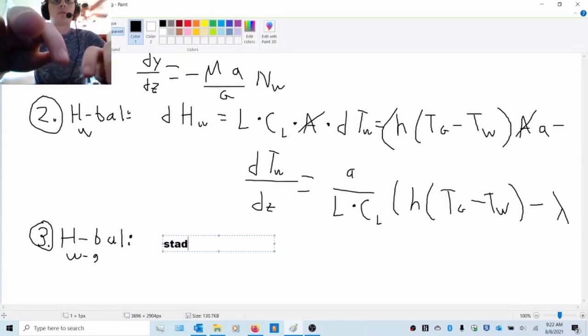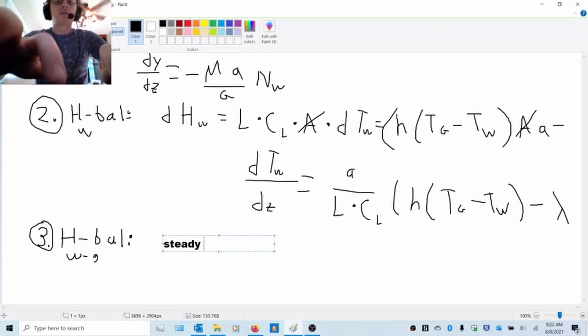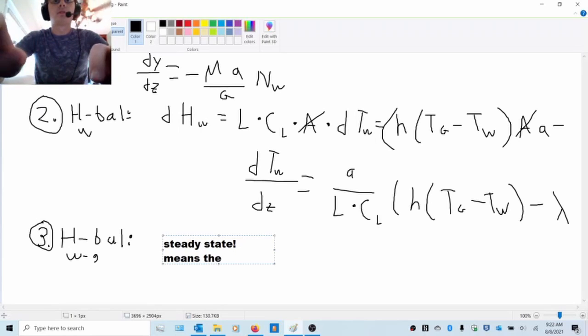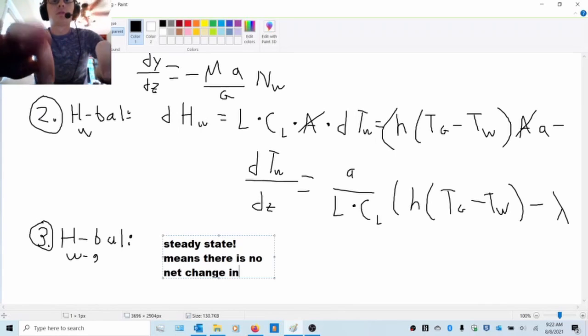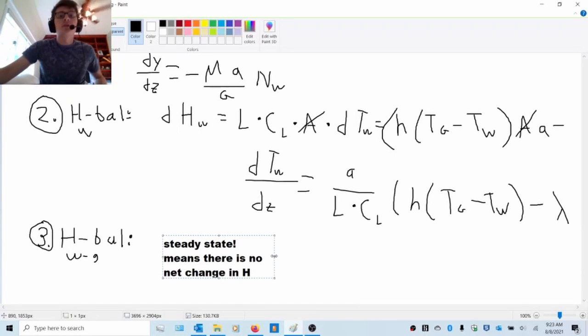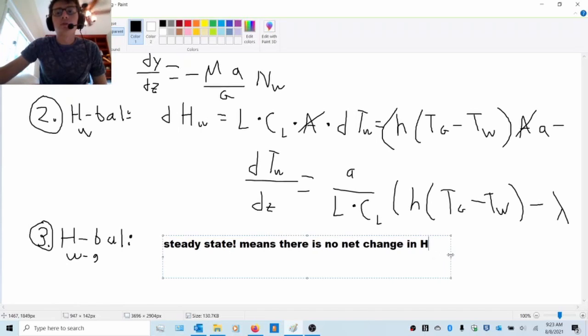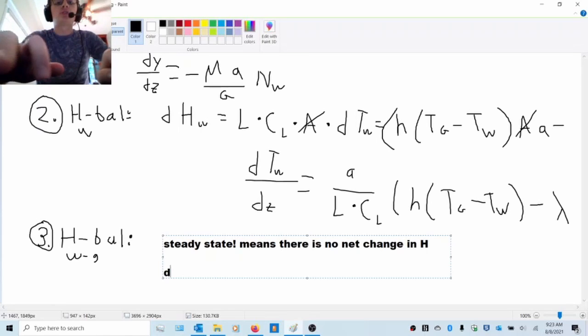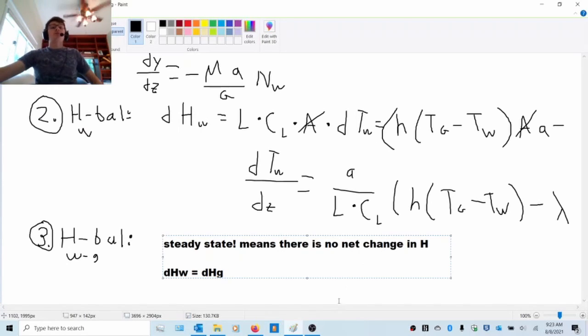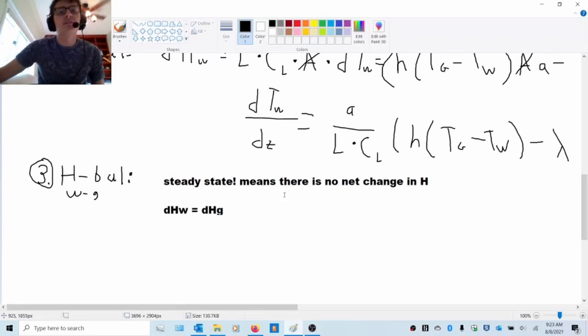Steady state means there's no net change in enthalpy. Now, because there's no net change in enthalpy, we know that the change in enthalpy of the water is going to equal the change in enthalpy of the gas. So that's pretty good. That's going to allow us to figure some stuff out.